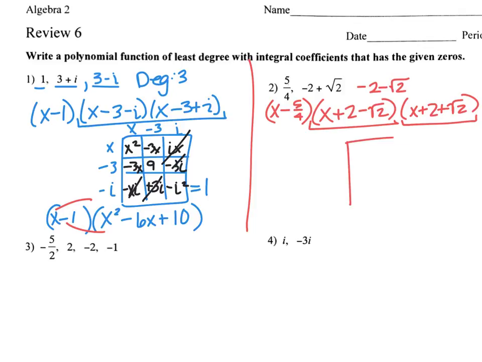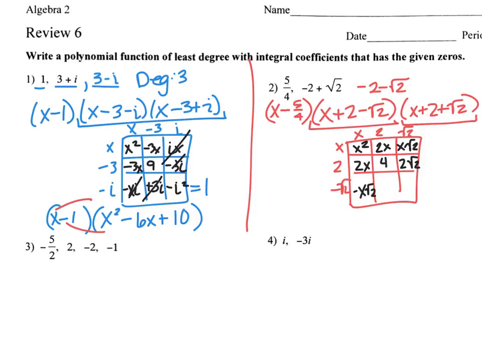So I'm going to set that same box up again and multiply everything I need to. x times 2, negative square root of 2, x times 2, positive square root of 2, x squared, 2x, x square root 2, 2x, 4, 2 square root 2, negative x square root 2, negative 2 square root 2. Then the last one is going to be negative square root of 4 or just negative whole number 2 because square root times square root is a whole number. All right, so cancel just like I said before. We're going to add those together. That's going to give me x squared plus 4x. 4 minus 2 is 2, so plus 2.